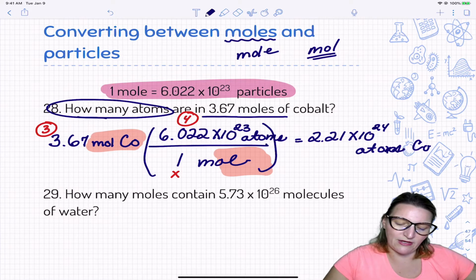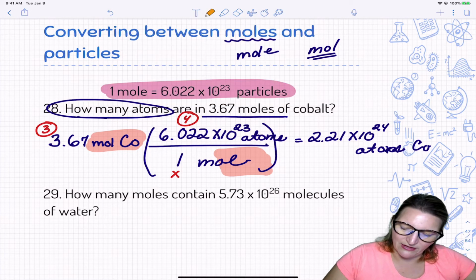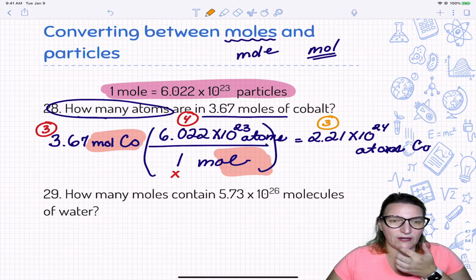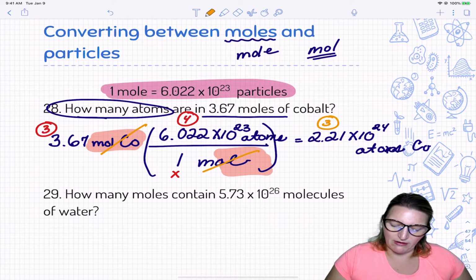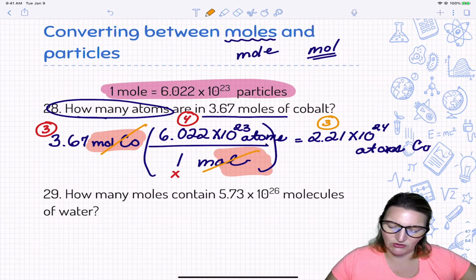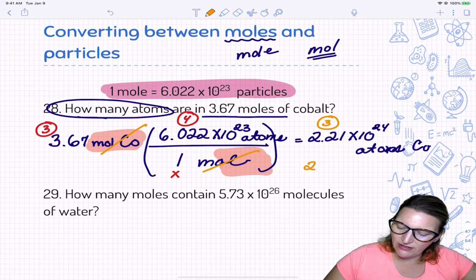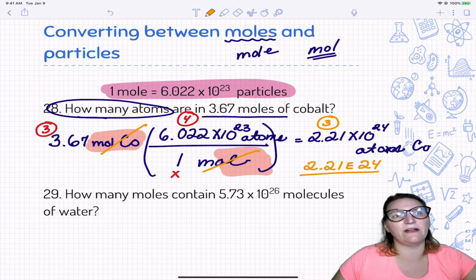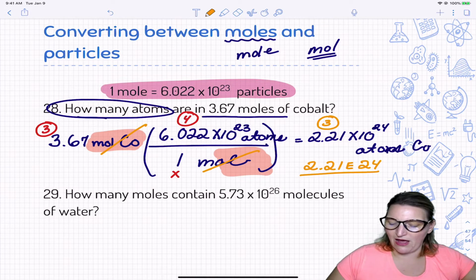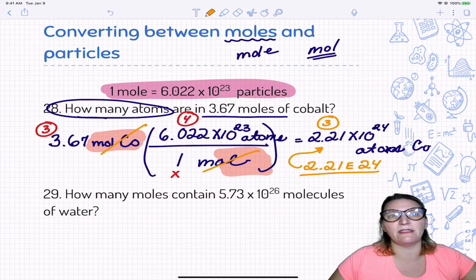So a couple things just to take note of. Yes, this does have just 3 significant figures. My moles of cobalt and moles, those 2 units are the same so that they cancel out. And whatever your calculator gives you, my calculator is kind of old, so this is what my calculator said, but I don't want to write that. I translate it back to proper scientific notation.